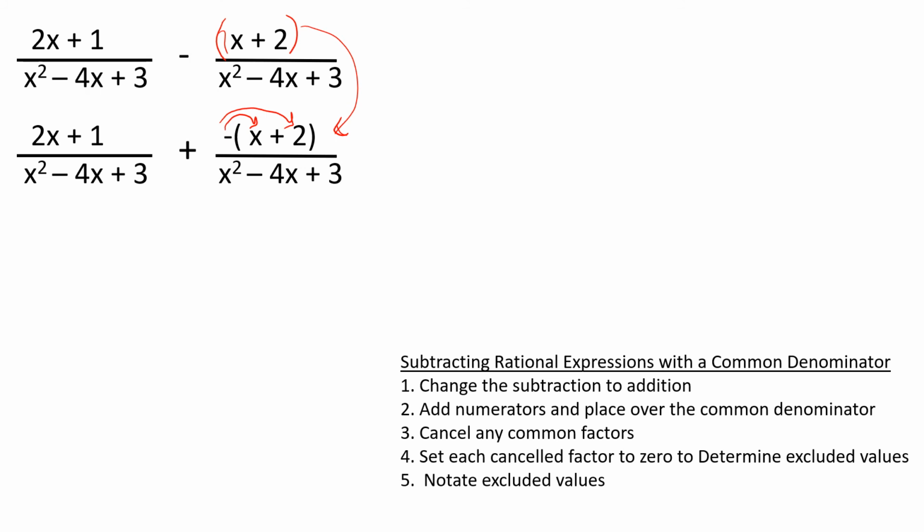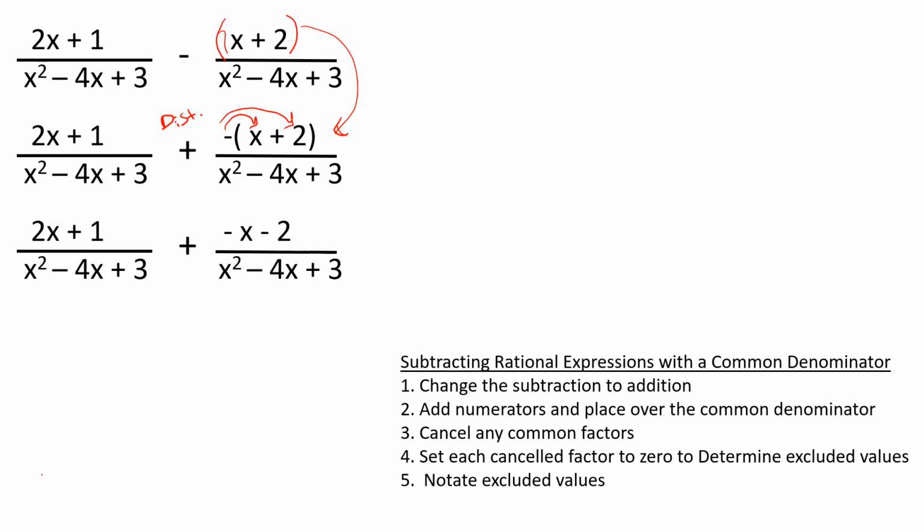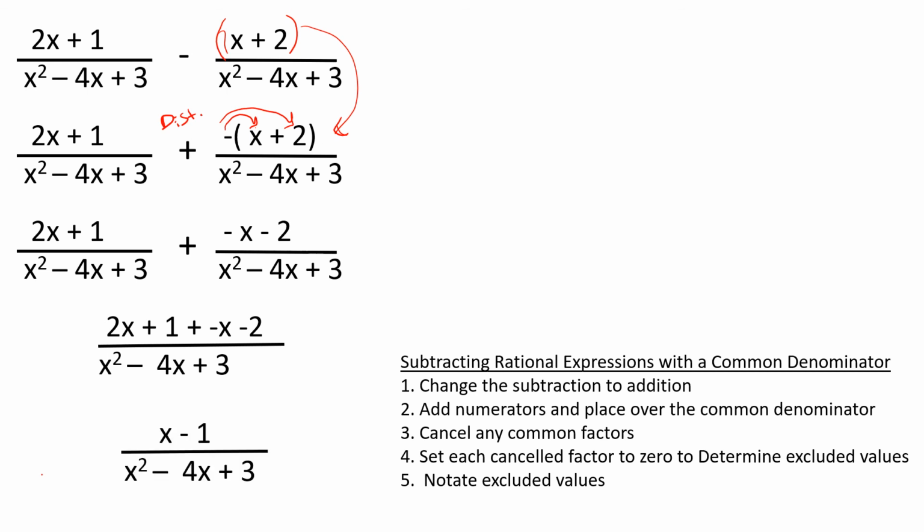So we're going to distribute that negative when we go to put it on the numerator above the common denominator. So when I distribute it, right, a negative x times x gives me a negative x, and a negative times a positive 2 gives me a negative 2. That's real important. Now put it all over that common denominator, and then simplify. 2x minus x is x, and 1 minus 2 is a negative 1.